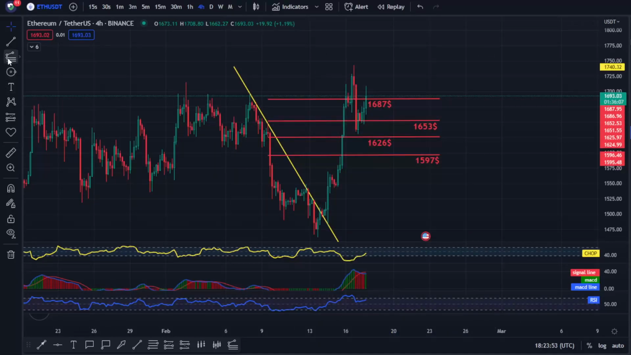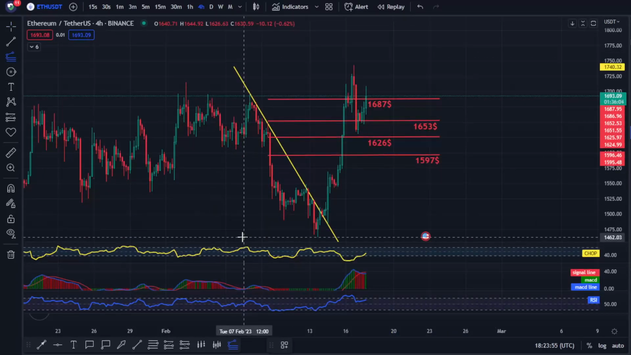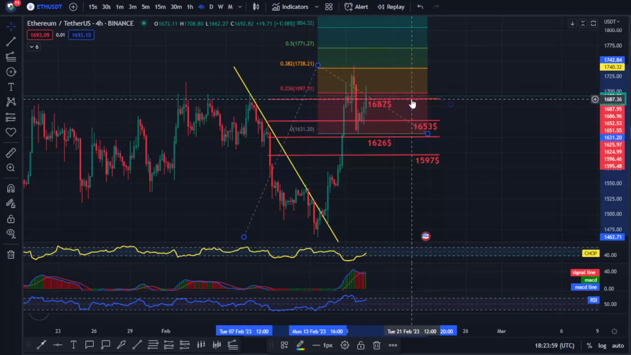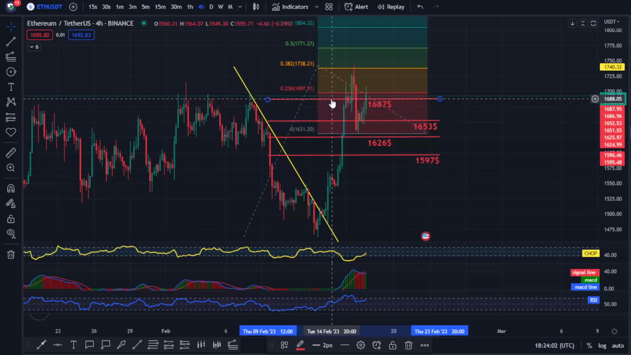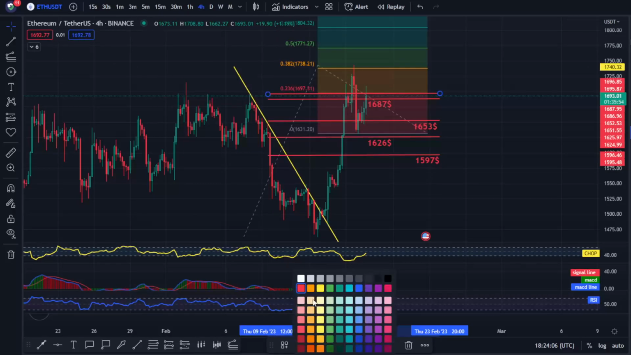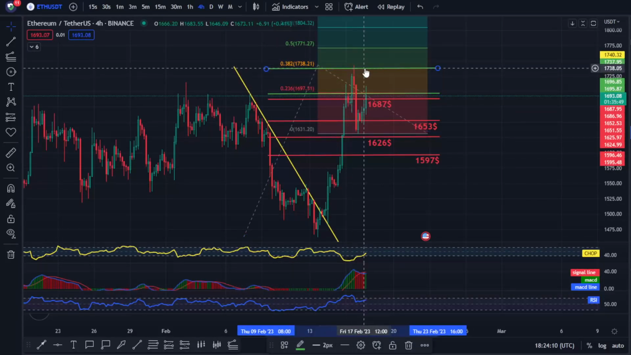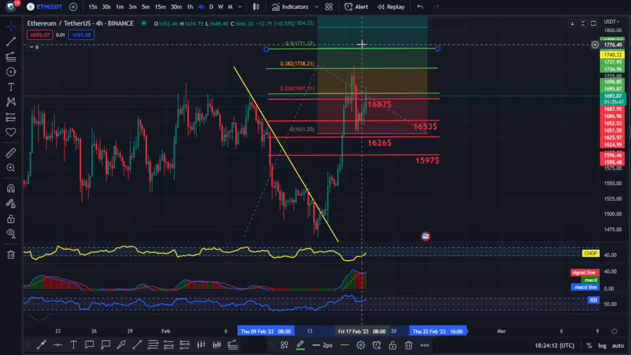Looking the other way, we can also mark the places where the price should encounter resistance on the way to increases. And here we have the first resistance at $1,696, the next resistance at $1,737, then the third resistance at $1,770 and the fourth at $1,804.